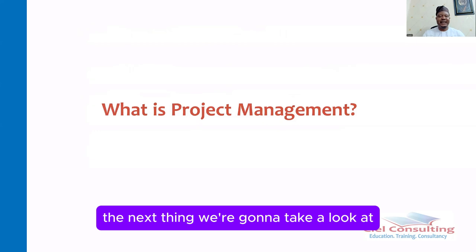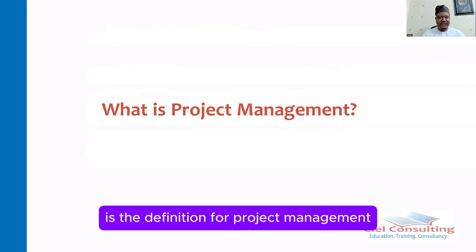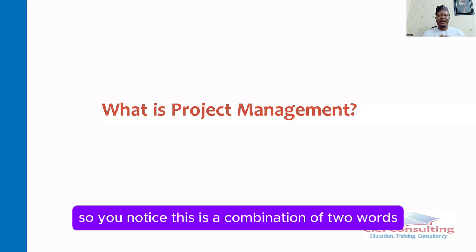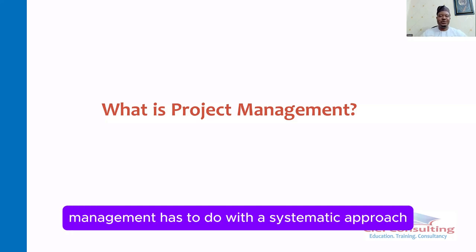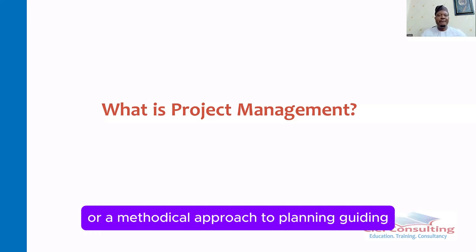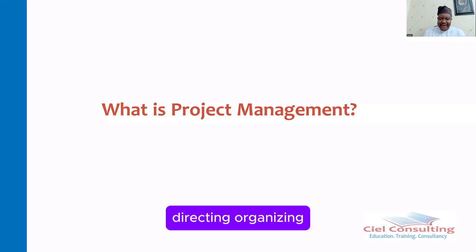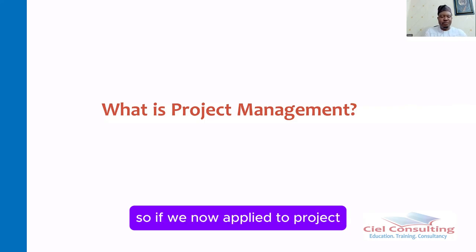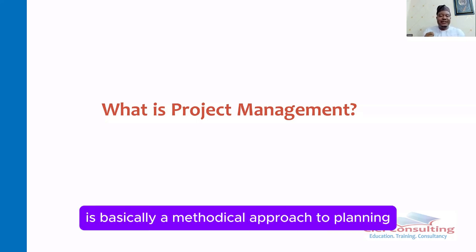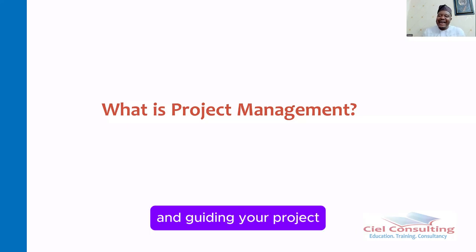The next thing we're going to take a look at is the definition for project management. If you notice, this is a combination of two words. One is project, and then the other one is management. And when we talk about management, management has to do with a systematic or methodical approach to planning, guiding, directing, organizing, then also monitoring and controlling. So if we now apply it to project, that's what you call project management. It is basically a methodical approach to planning and guiding your project processes from start to finish.